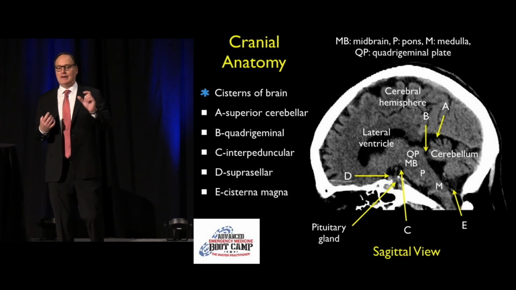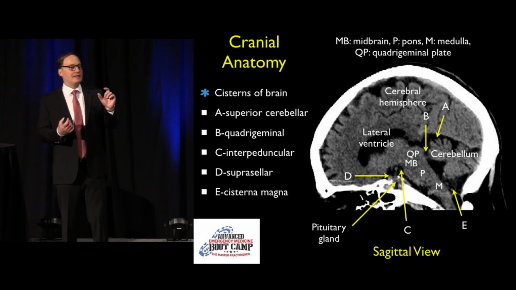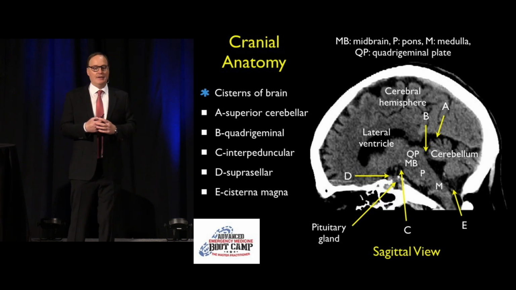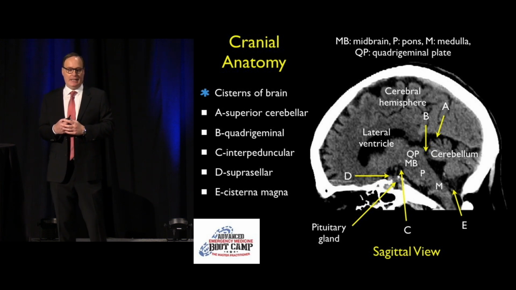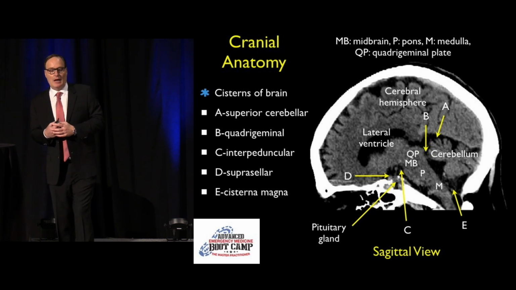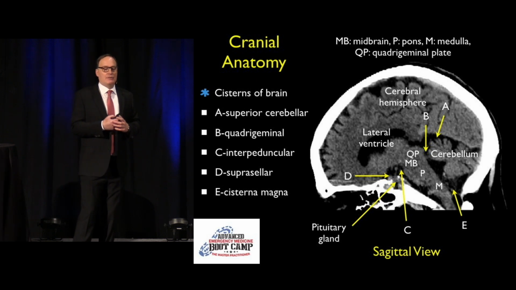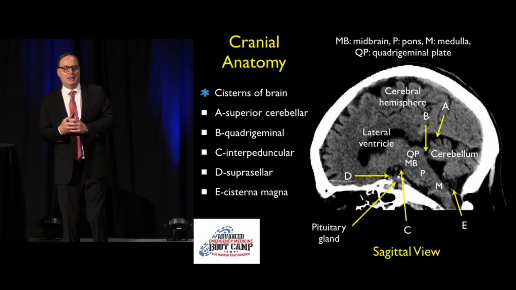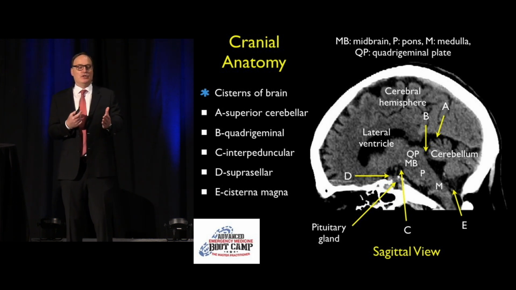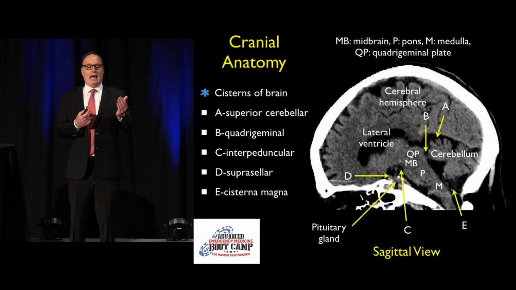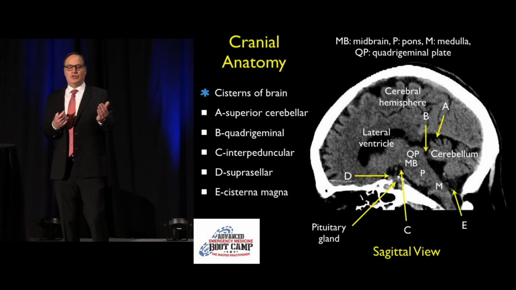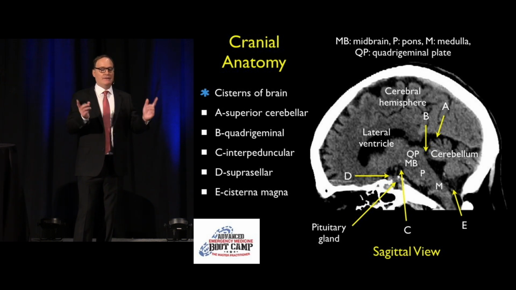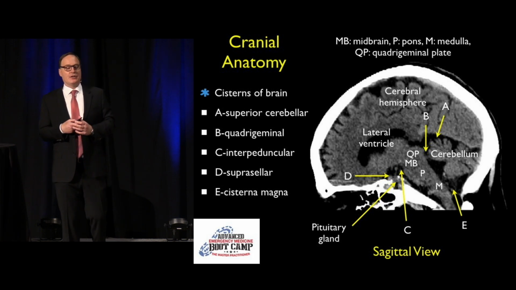So A is right above the cerebellum, so we're going to call that the superior cerebellar cistern. B is the quadrigeminal plate cistern, and that's going to be right up against the midbrain. As we go further in front of the midbrain, we actually see C, which is the interpeduncular cistern, and then up in front of that we see D, which is the suprasellar cistern. Down below, right around the spinal cord, we see a very large cistern known as the cisterna magna.